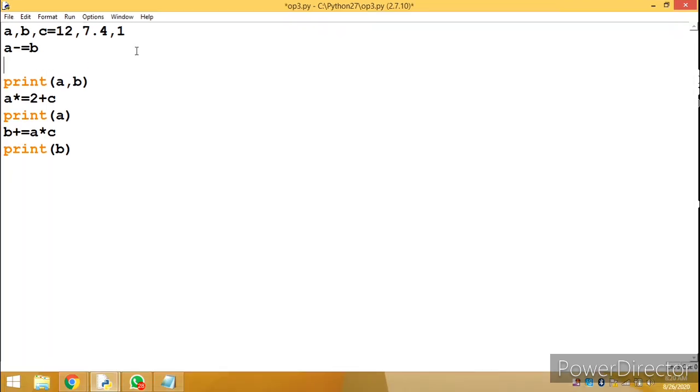Now I would like to tell you about this. Actually, A minus equal to B means that A is equal to A minus B. We have already discussed the shorthand operator.